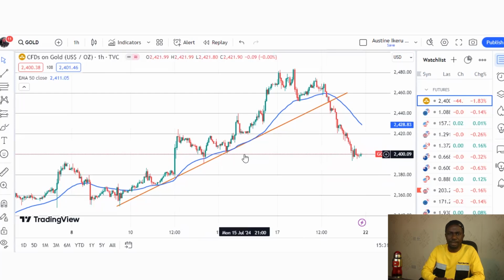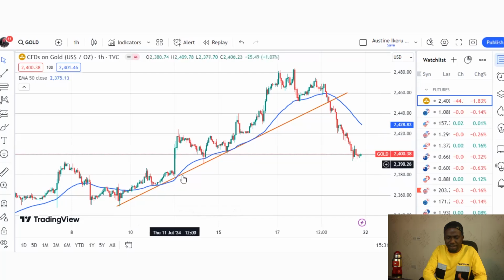But the fact still remains that the price is in a healthy trend. That is why the price was not respecting the 20 EMA. So right now that we have changed the settings of the EMA from 20 period to 50 period, you can see right now that the price is now respecting the 50 EMA.